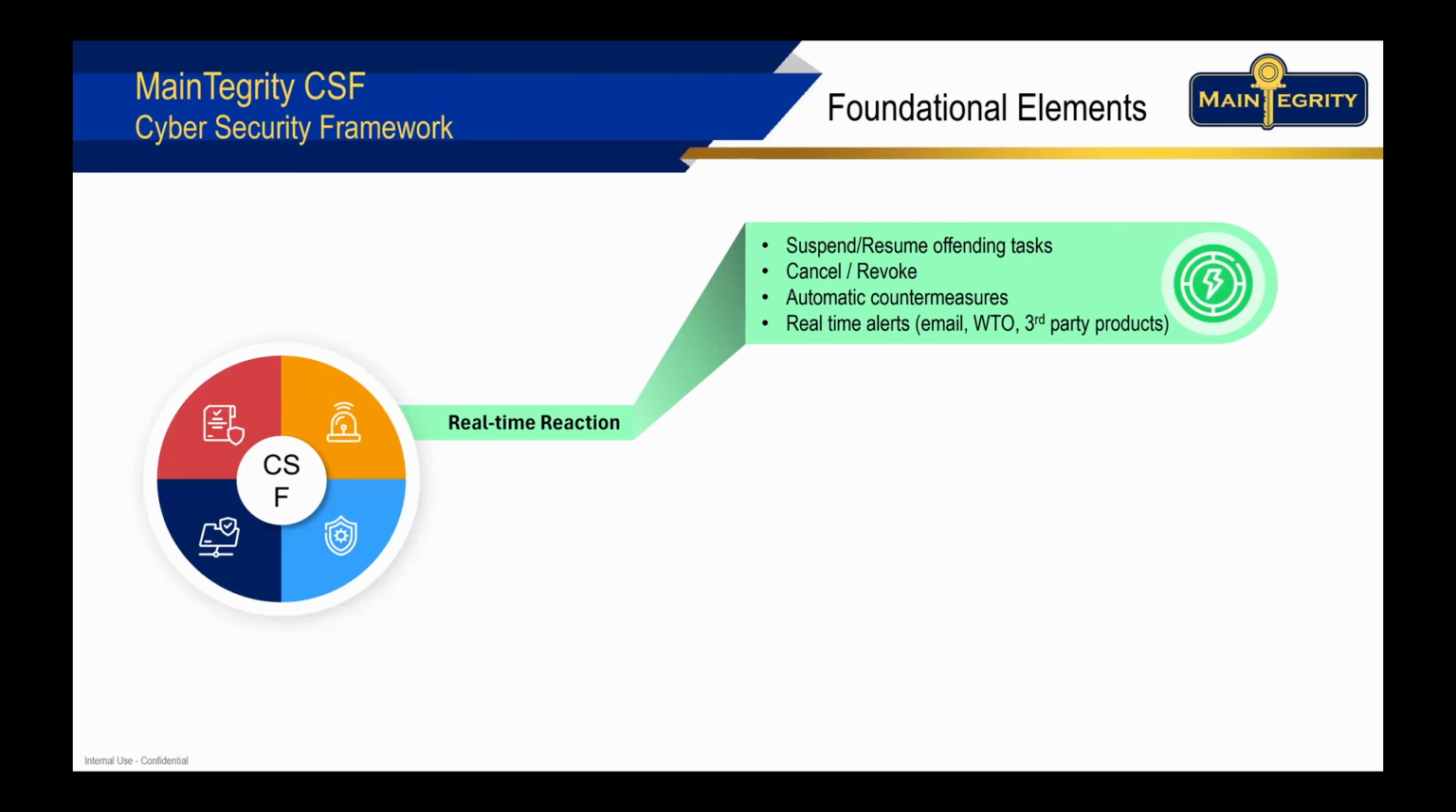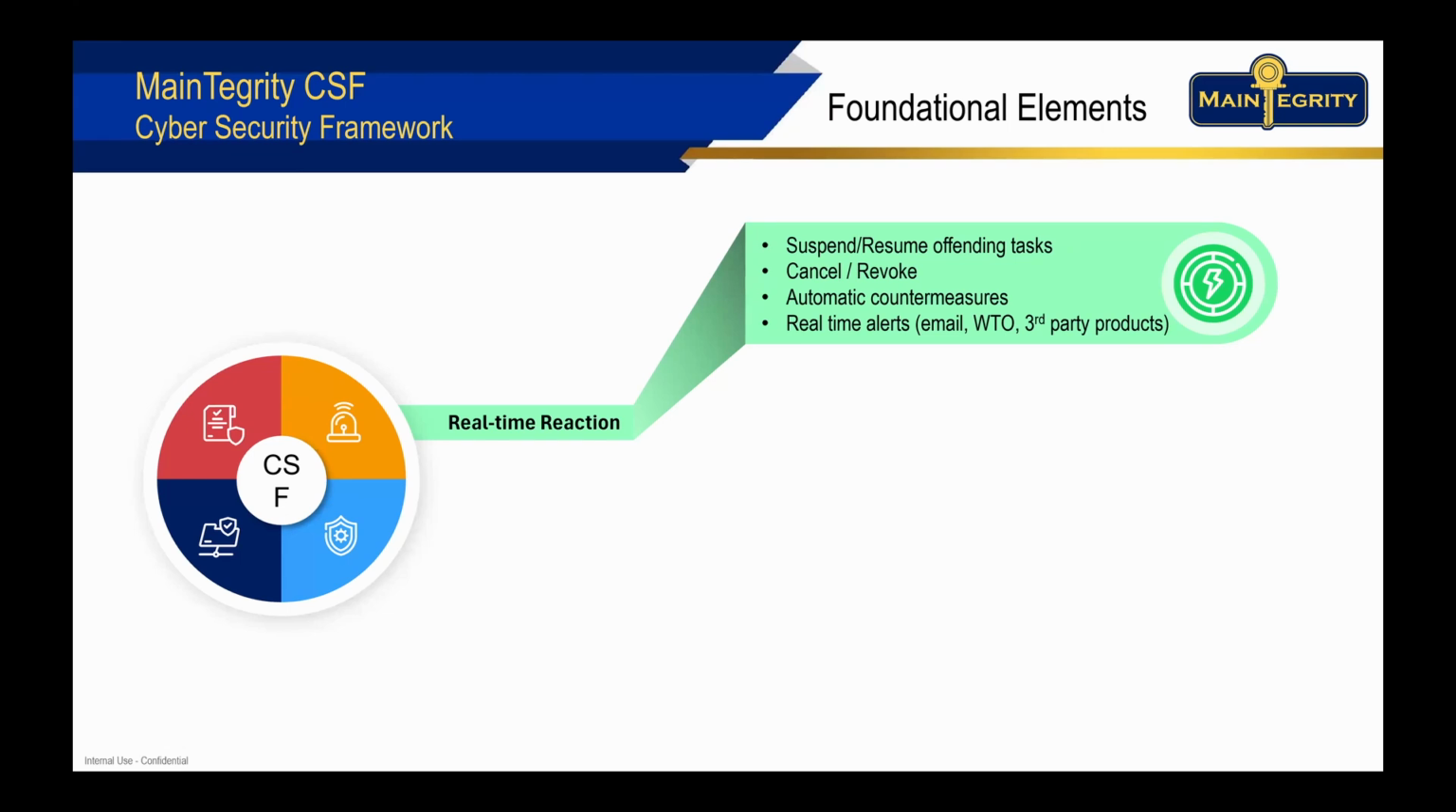From a reaction point of view, CSF supports the immediate suspension of tasks exceeding thresholds and resumption of those tasks if you do an investigation and you find them to be benign. CSF also supports automatic cancellation and revocation of users who are exceeding thresholds or performing unsafe work. CSF gives you another layer of control beyond what RACF or Top Secret or ACF2 do. Just because somebody has the permission to do something, it doesn't mean they should be doing it.